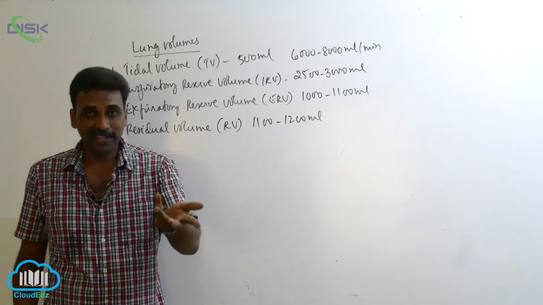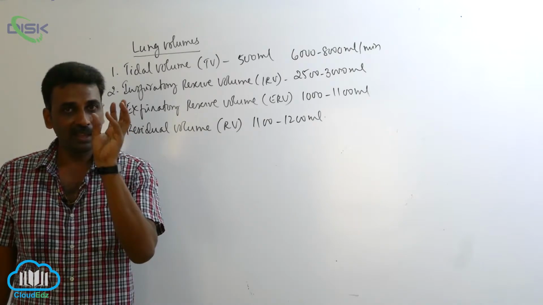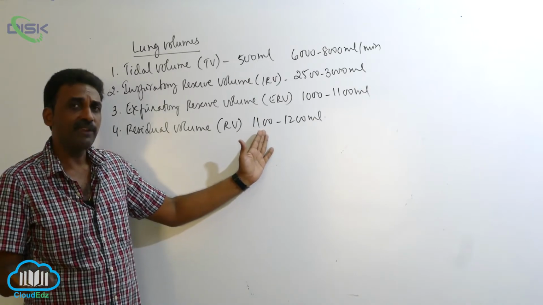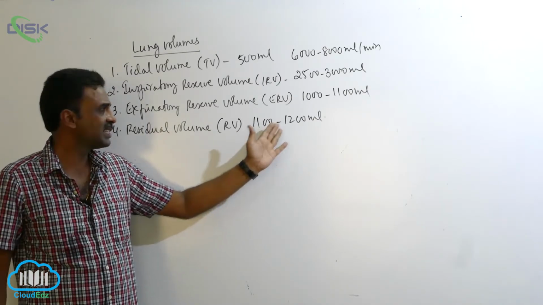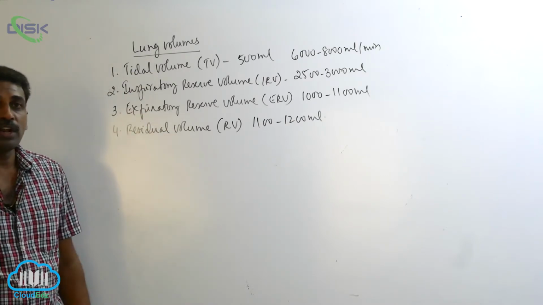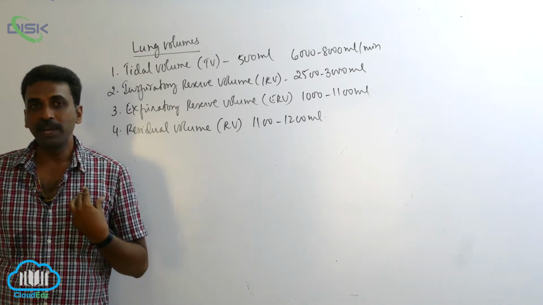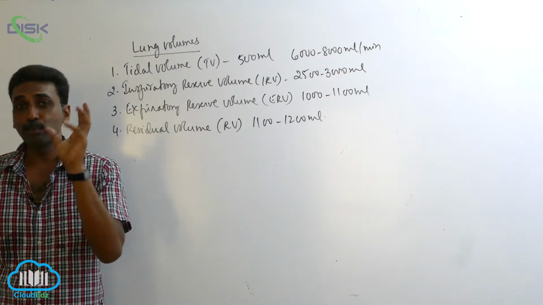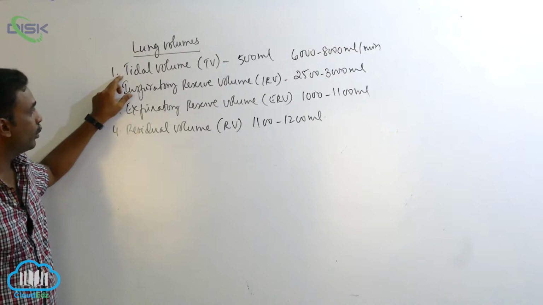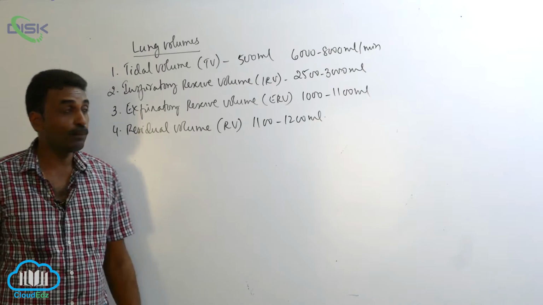Even after forceful expiration, some amount of air is left behind in the lungs. That amount of air is called residual volume, and that is the air which is present in the lungs in all conditions. It is around 1100 to 1200 ml. So these four things are called lung volumes. The volumes of air breathed in by a person under static position of thorax are called lung volumes. It includes the tidal volume, inspiratory reserve volume, expiratory reserve volume, and residual volume.